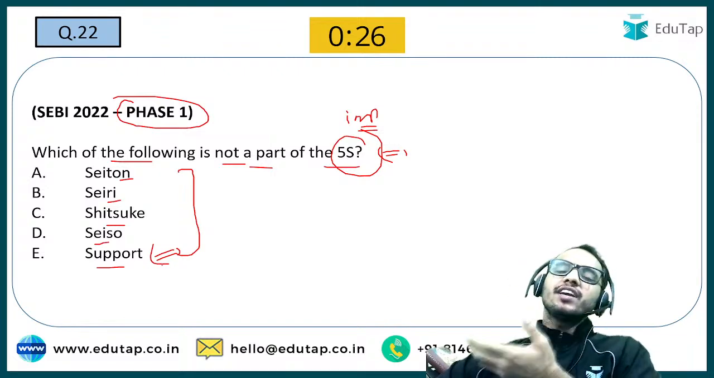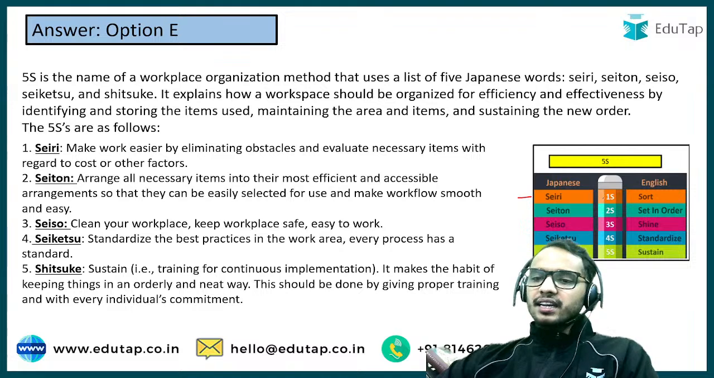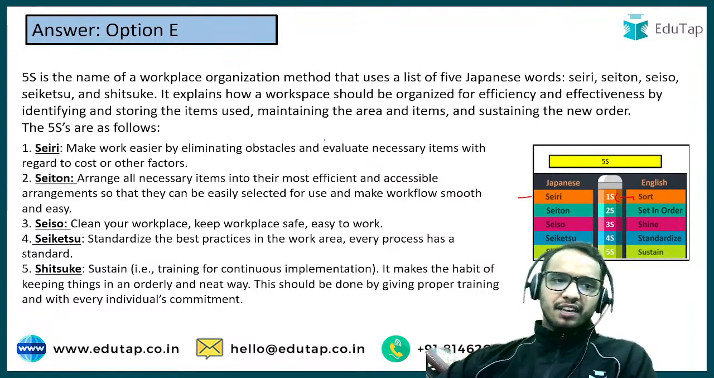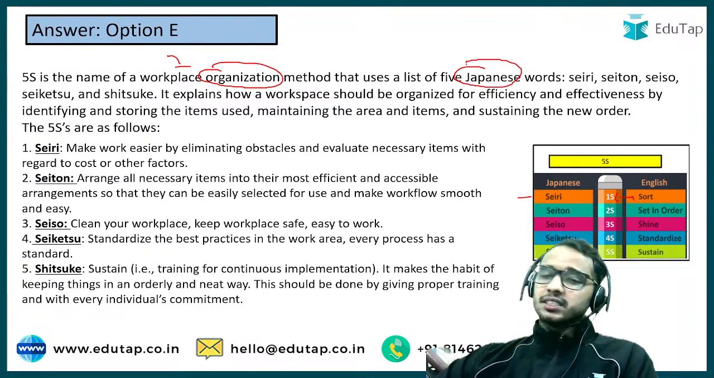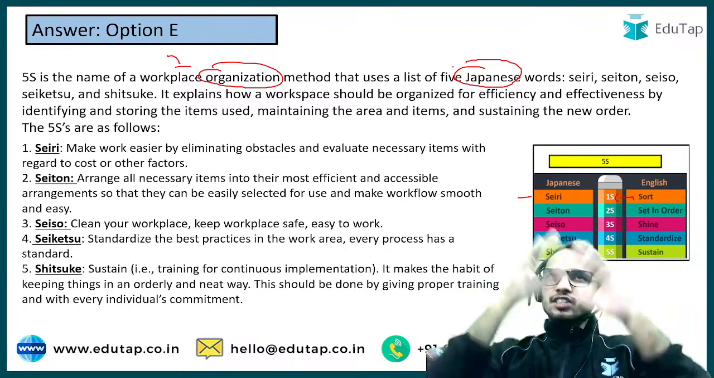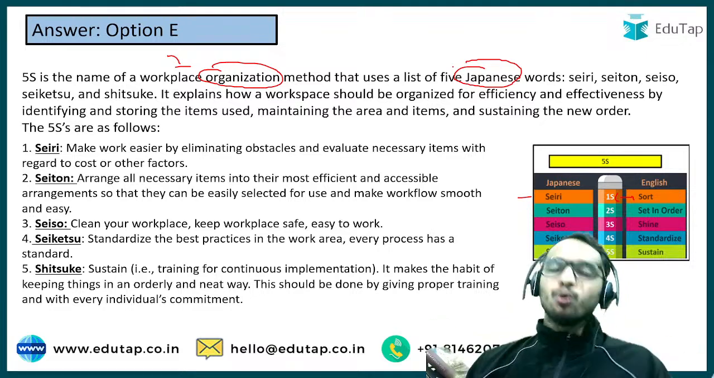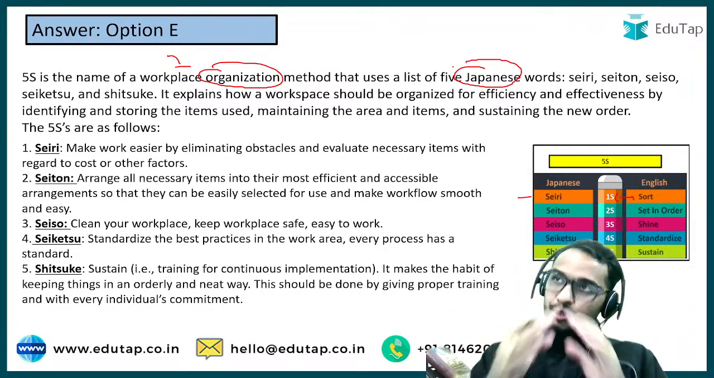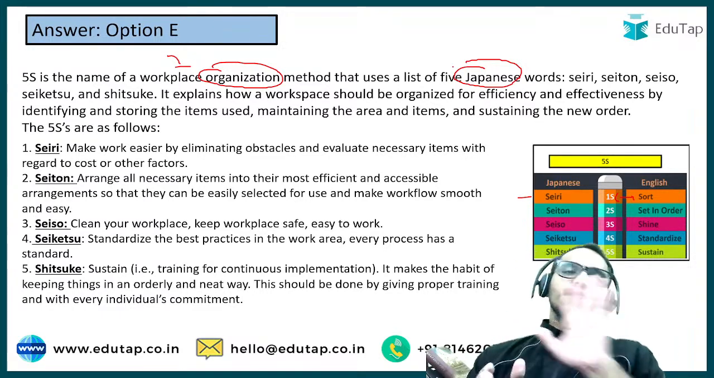So what all do we include in the 5S? Let's look at that. First of all, 5S is the name of a workplace organization method. It uses five Japanese words. Basically it is an organization method so that you can improve the efficiency of your workflow. It talks about how you should organize your workspace.